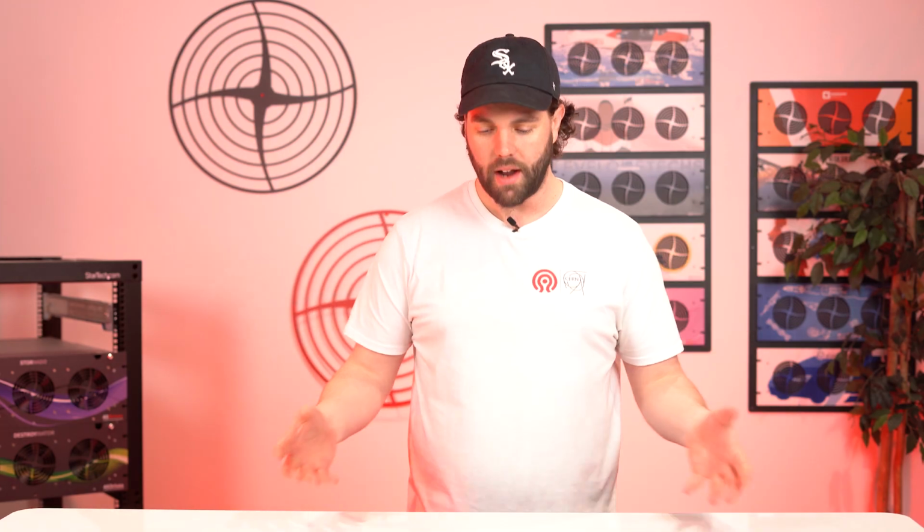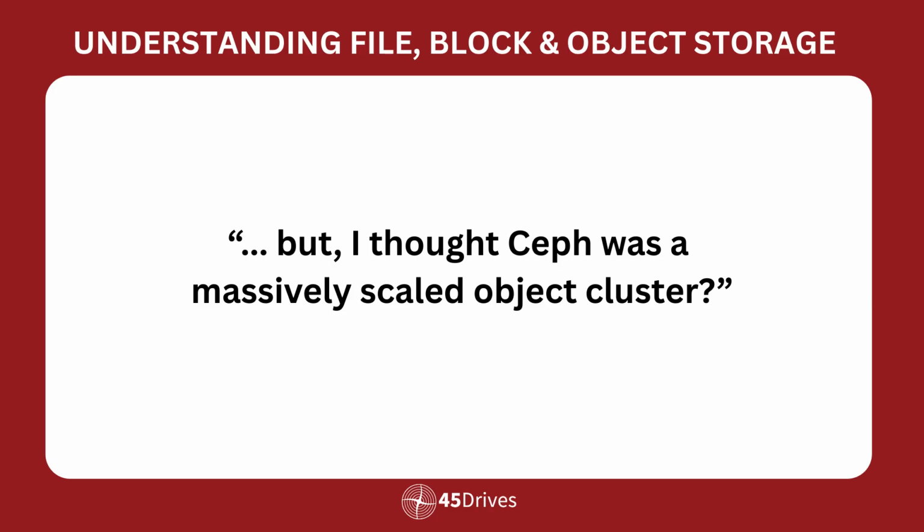Third, objects. Objects is the newest player on the team. Objects is a massive sea of data that is organized by its metadata and a unique ID. There's not so much a structure, it's more a sea of data. Where that shows up is up in the cloud. Think S3, think these massive data lakes. That's where you'll see object storage.